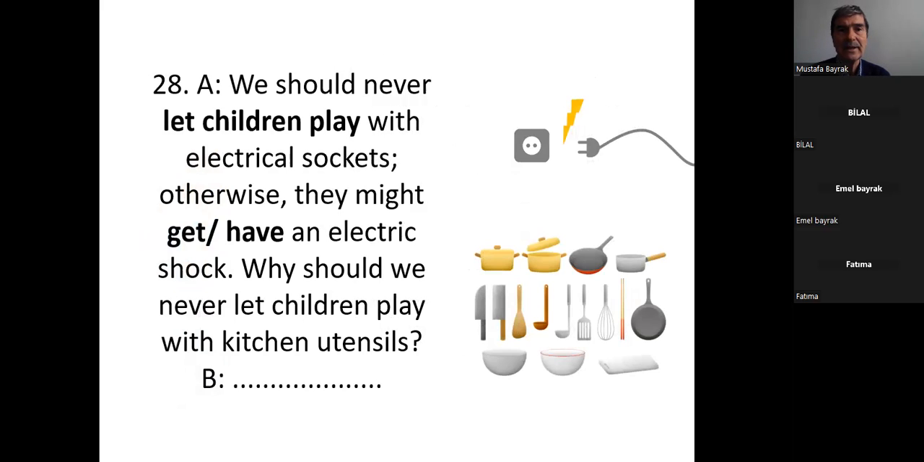We should never let children play with electrical sockets. Otherwise, they might have an electric shock. Why should we never let children play with kitchen utensils? We should never let them play with kitchen utensils. They might injure themselves, they might hurt themselves.